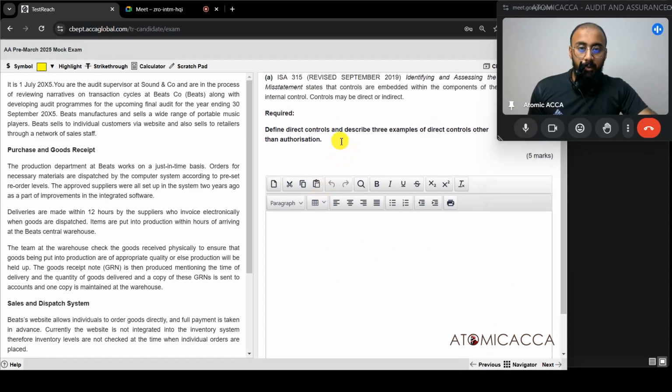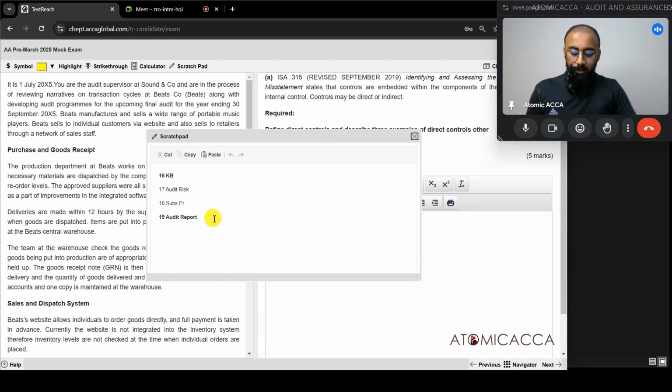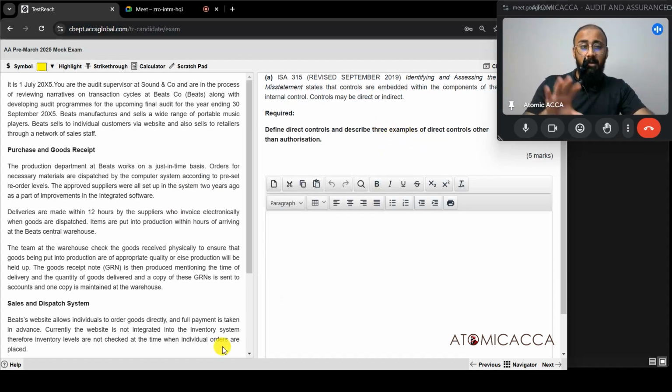Question number 20 is about direct controls and examples of direct control. So this is again a knowledge based question. Let's read it and see if it's connected to a case study or is it an open-ended question.